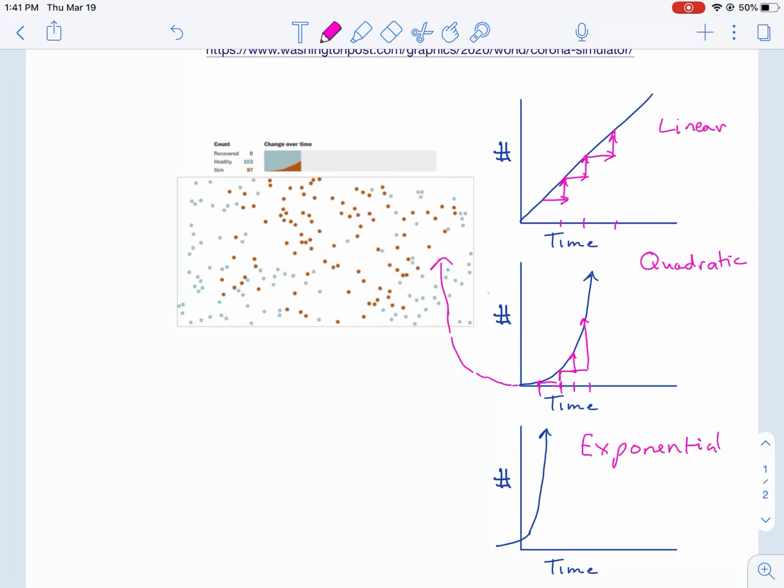Exponential starts out slow, over 1, up maybe 1. But if we go over 1 more, we could see this curve. It just really shoots up, and it's hard to even draw because it's off the graph. And so this is exponential growth.